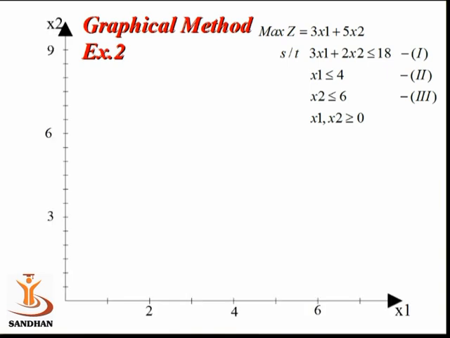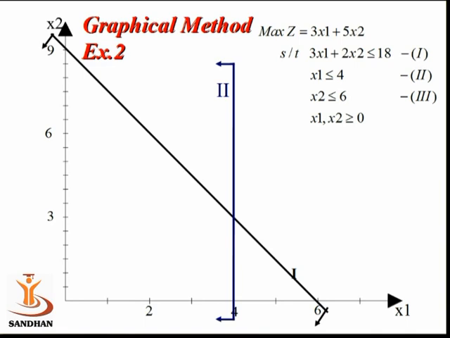As we know, we will draw the graph of this. So first we will draw the graph of the first line 3x1 plus 2x2 equal to 18 by taking equality, and then take the respective region by taking less than or equal to. So friends, this is the region and line defined by the first constraint equation 3x1 plus 2x2 less than or equal to 18.